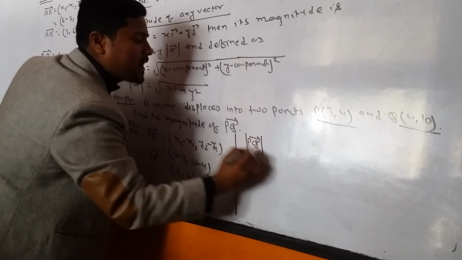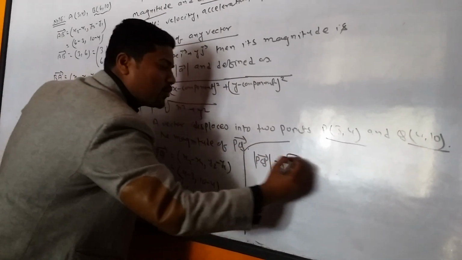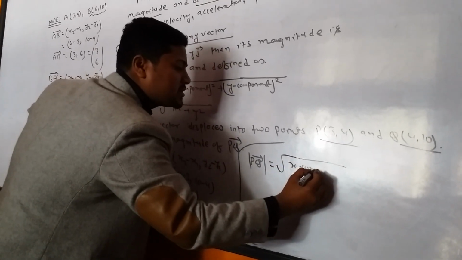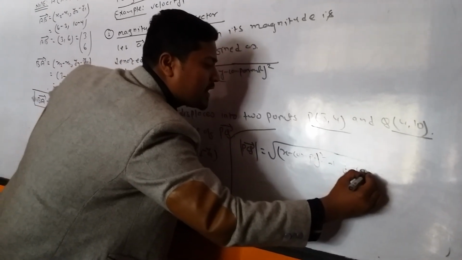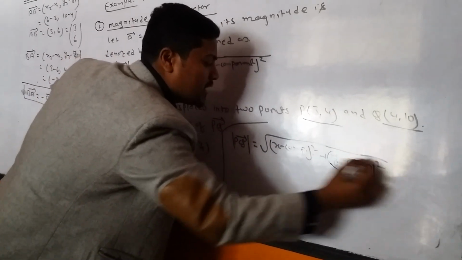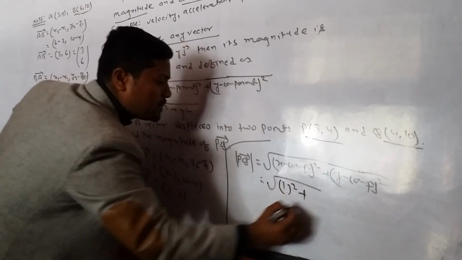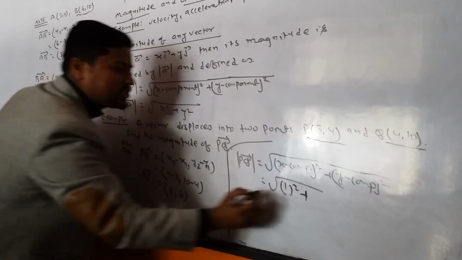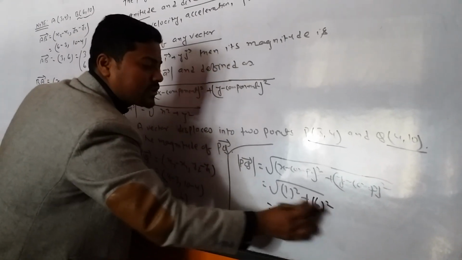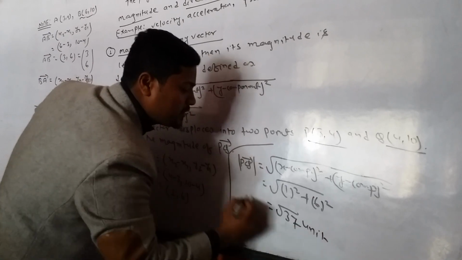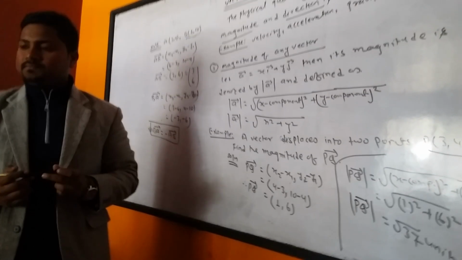Now we have the next part, the magnitude of PQ vector. What is the formula? Root under x component whole square plus y component whole square. Now the x component is 1, so 1 square, plus the y component 6 square. Now what will come? Root under 37. 36 plus 1 is 37 units. In this way we can find the magnitude of PQ vector.